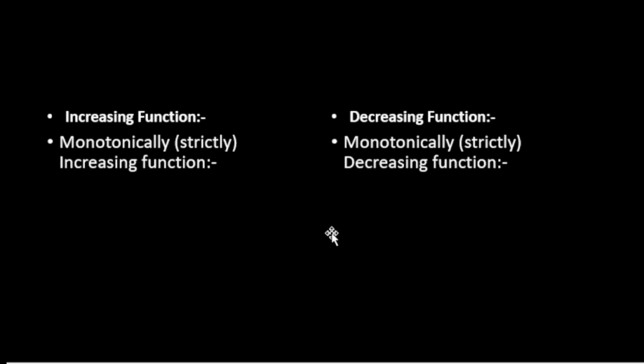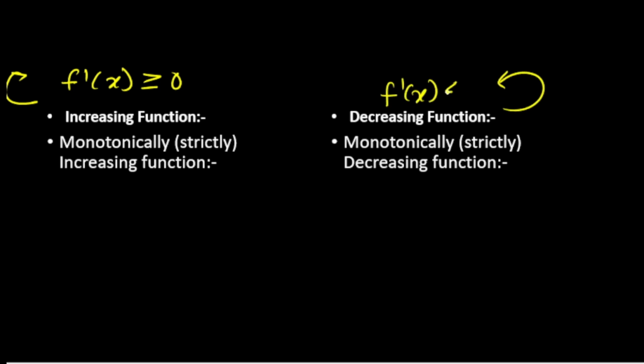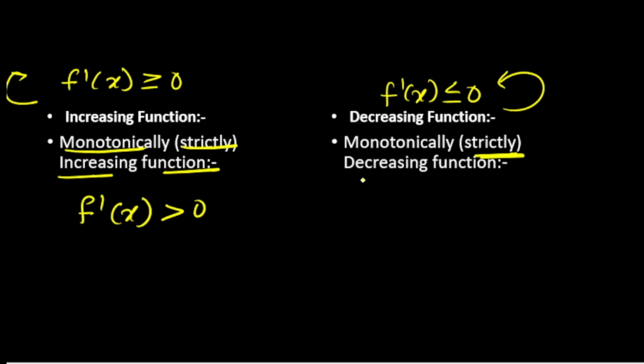Now increasing function and decreasing function, what does it mean? Increasing function means f dash of x is greater than or equal to 0, and decreasing means f dash of x is less than or equal to 0. Monotonically strictly increasing function means f dash of x is greater than 0, and monotonically strictly decreasing function means f dash of x is less than 0.